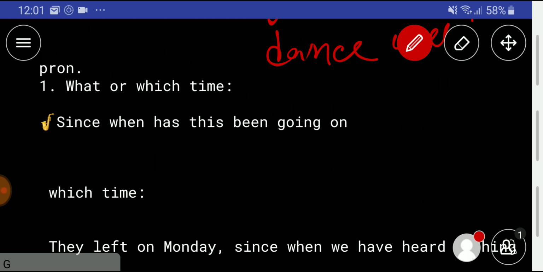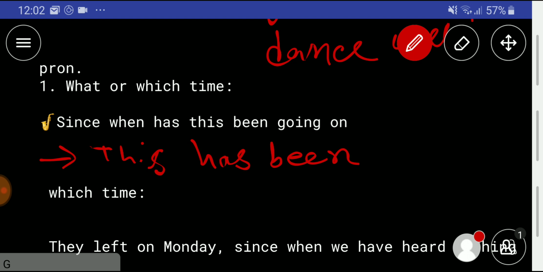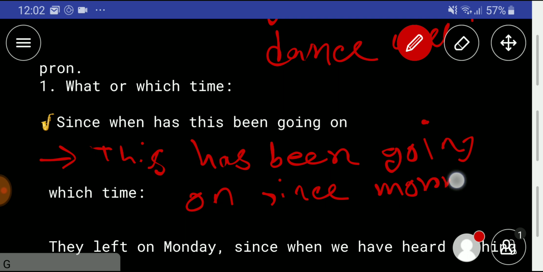Okay, look at this example here. This has been going on since morning. This has been going on since morning. Here, "since" is a preposition and "morning" is a noun. Right?